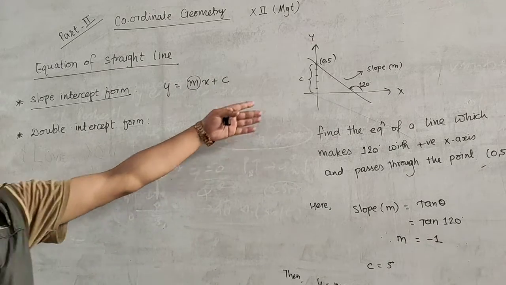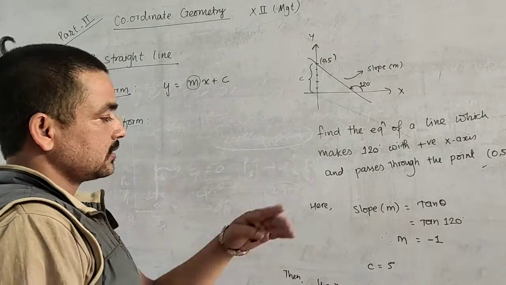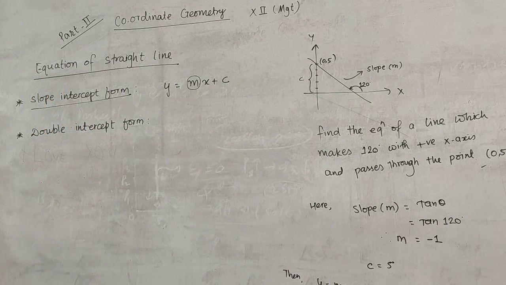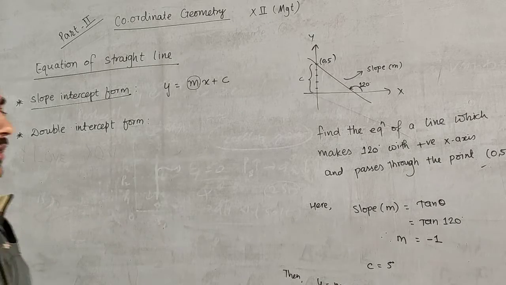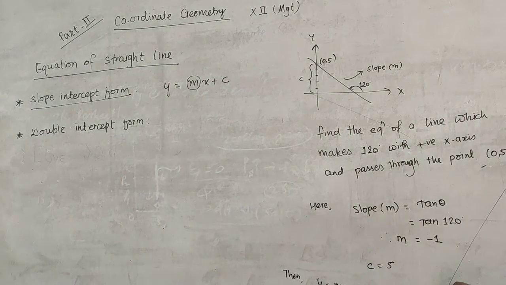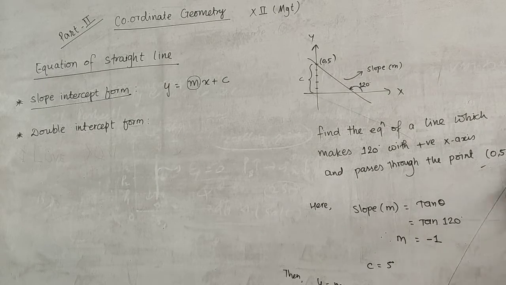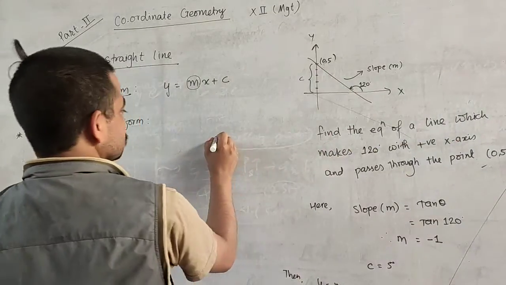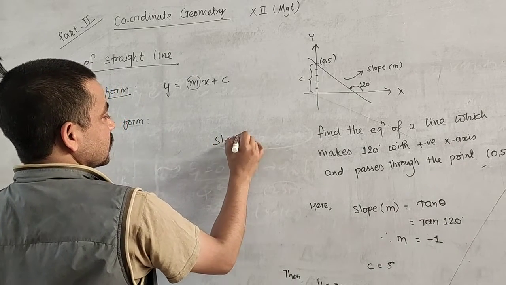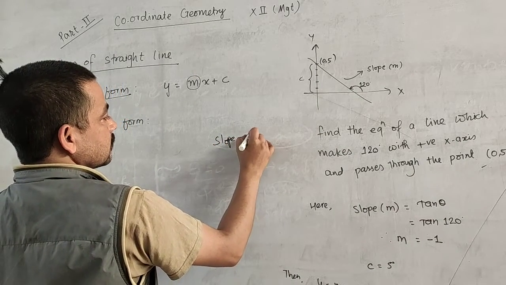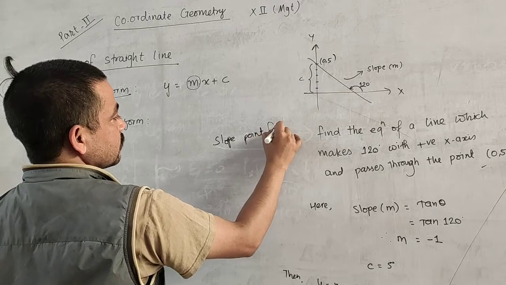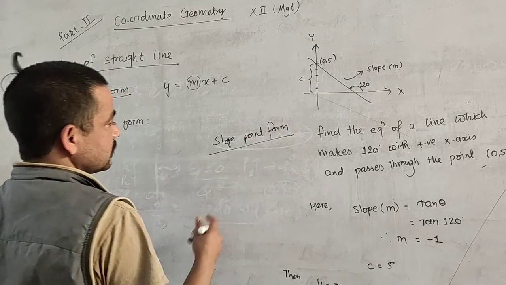It is the example of y intercept form. Okay, after some time I will go to slope point form also. There is another form, slope point form, another form is there.